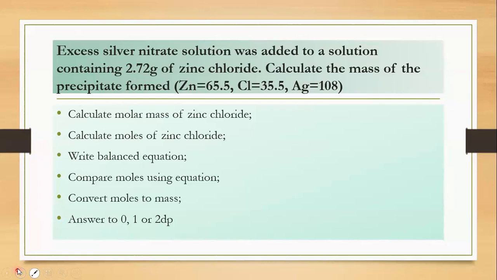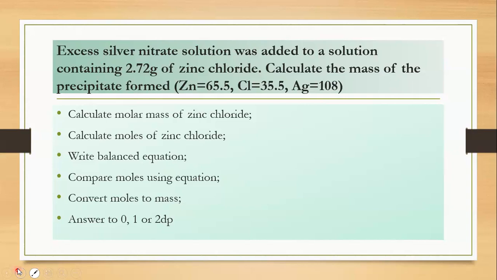And if you read through it, you can see that our final answer can be to 0, it can be to 1, it can even be to 2 decimal places because of the values which have been given in the question. 2.72, that's 2 decimal places. 65.5, that's 1 decimal place. Then we have 108, that is 0 decimal places. So if your answer is matching any of those, it is okay.